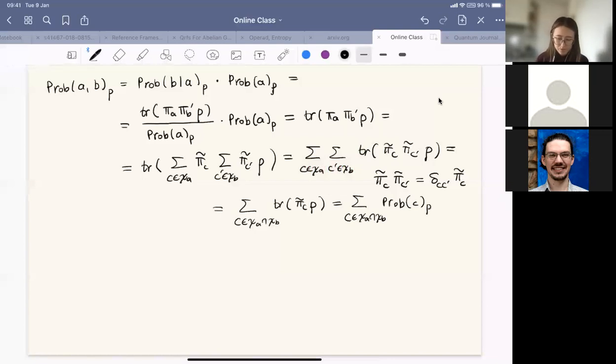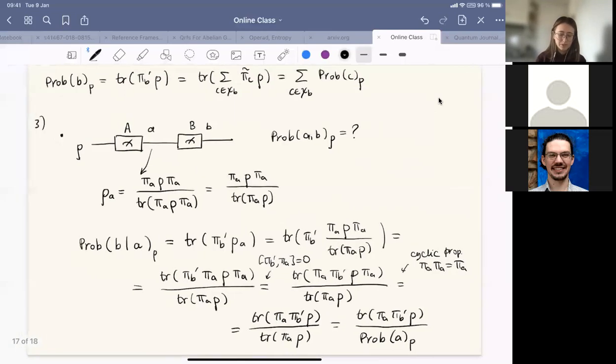Okay, so our final conclusion is that the joint probability distribution of getting outcomes A and B given the initial state rho is this expression here. So this was the case where we consider the following measurement scheme. We first measured the observable A, then the observable B, and then carried out this computation.